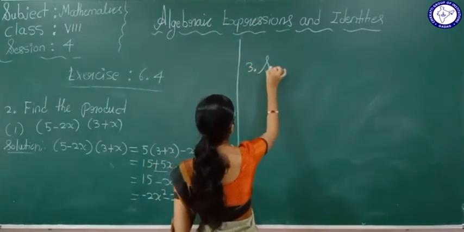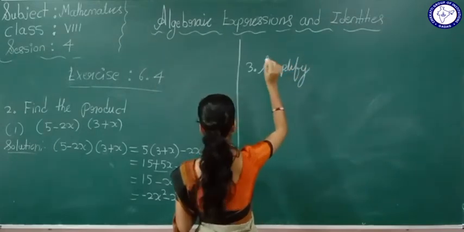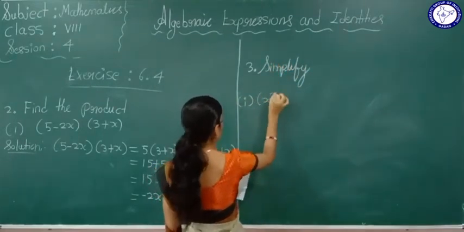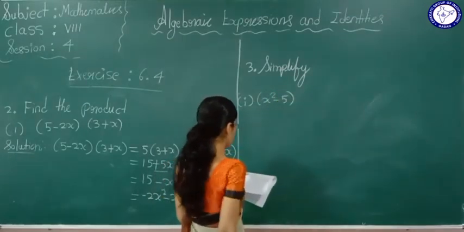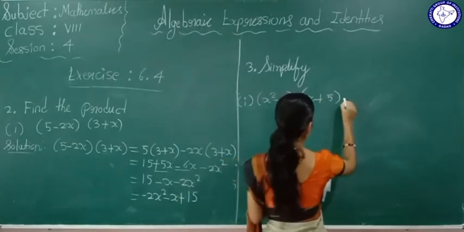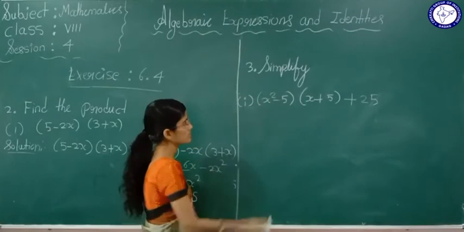We see third main. Simplify. First one: x square minus 5 multiplied by x plus 5 plus 25. Now see here, solution.